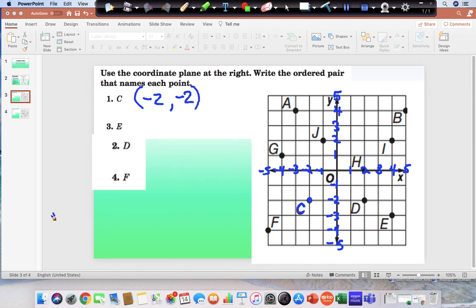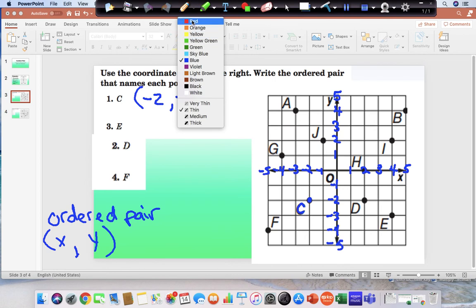So this is an ordered pair. Our first number is where our number is on the x-axis, and the second number is where our number is on the y-axis. X-axis first and then y-axis.